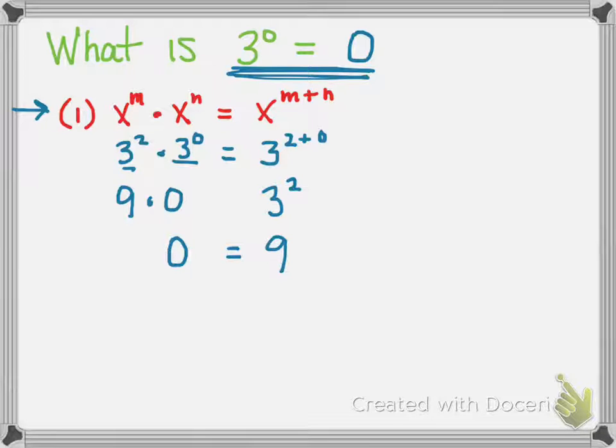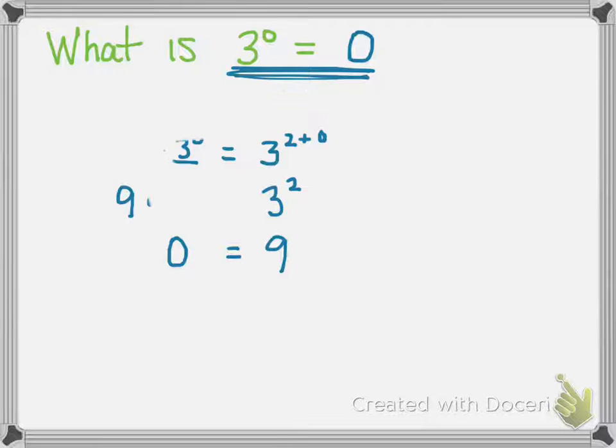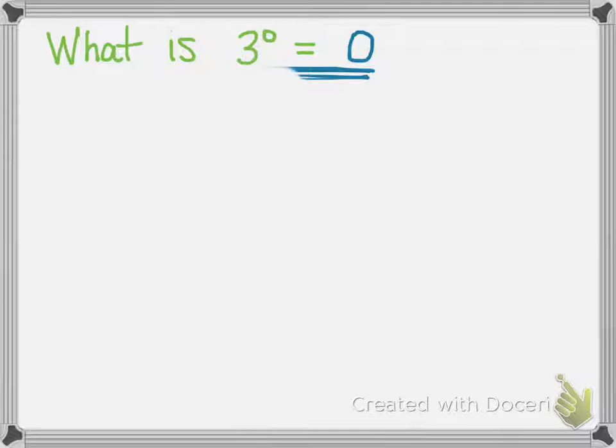0 would not allow us to keep this knowledge that we know about exponents that worked for all of the positive exponents. We'd like it to work for 0 as well. So 0 is not a good fit. Let's see if we can try something else. I'm going to get rid of our work so far here, and we'll try another possibility. So we know that 3 to the 0 does not equal 0.